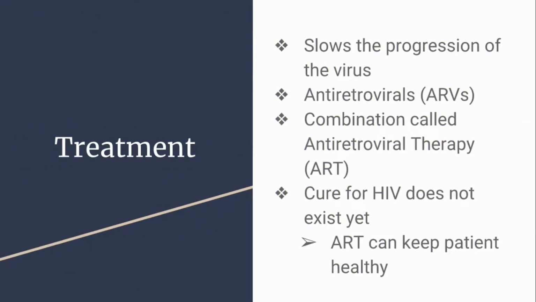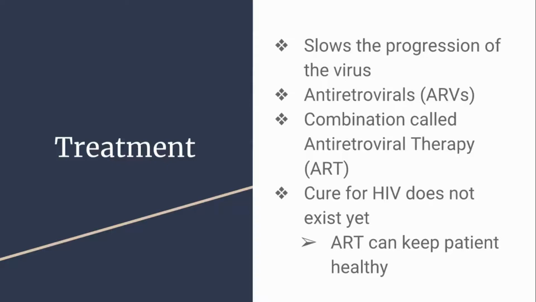Treatment for HIV. Treatment for HIV involves taking medicines that slow the progression of the virus. HIV is a retrovirus, and drugs used to treat retroviruses are called antiretrovirals, also known as ARVs. ARVs are always given in combination with other ARVs, and this combination therapy is called antiretroviral therapy, also known as ART.